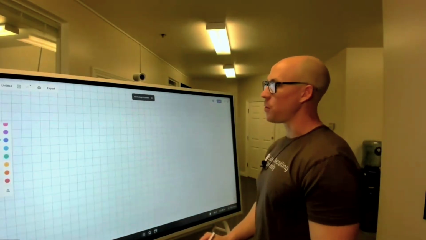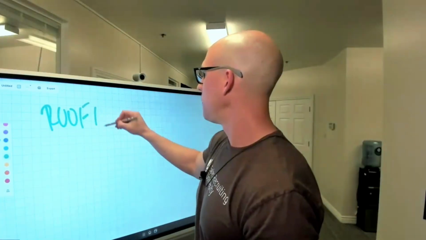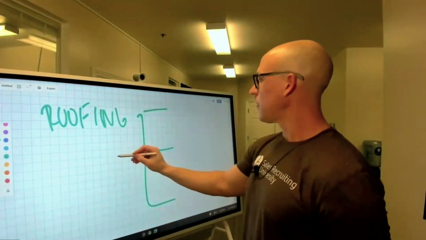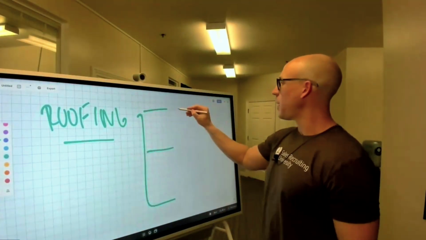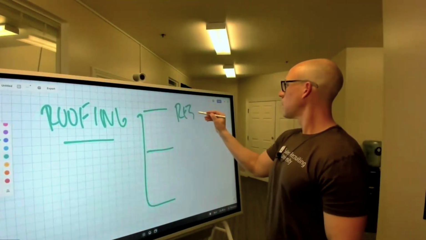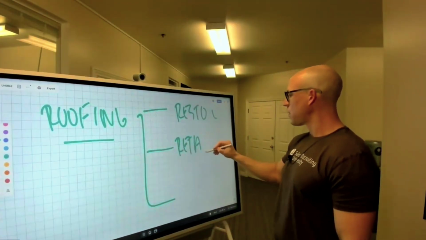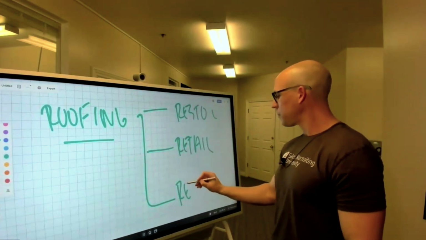Or let's say that it was just residential roofing. Okay. Residential roofing. But, and it's just roofing, but maybe the company does three different types of roofing. Maybe they do restoration work. Maybe they do retail sales, which means the prospect needs to pay for the full roof. Maybe they do repair work as well.